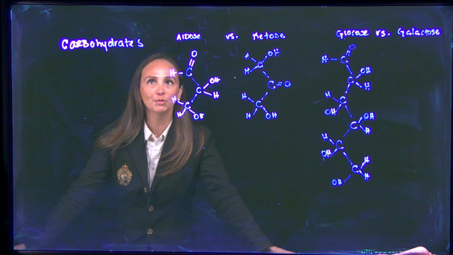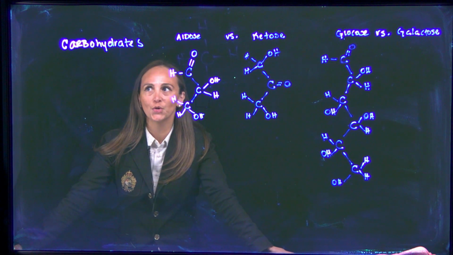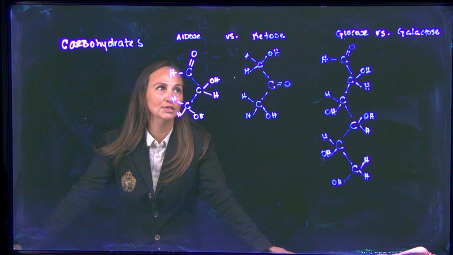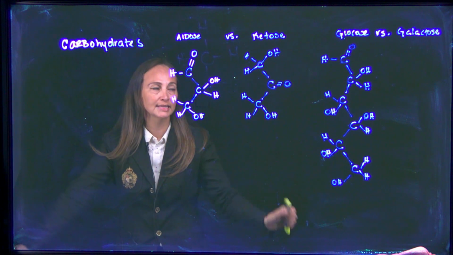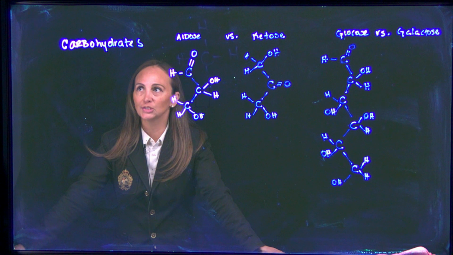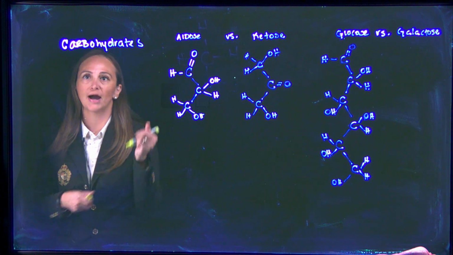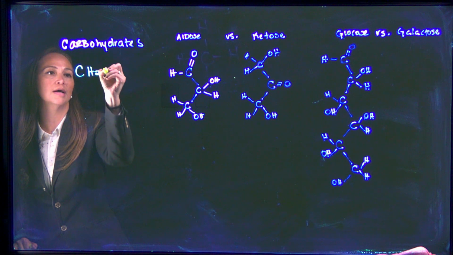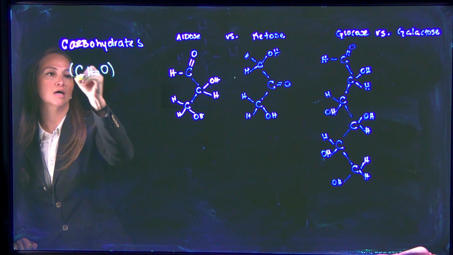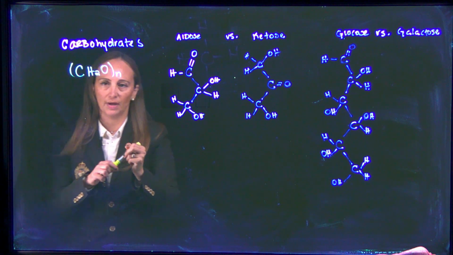Hi guys, so today we're going to do a short review on carbohydrates. We're going to focus on the main elements between monosaccharides, disaccharides, and polysaccharides. So if you guys remember carbohydrates, right? It's carbohydrates, we have carbon, hydrogen, oxygen, and the little n right there, right?